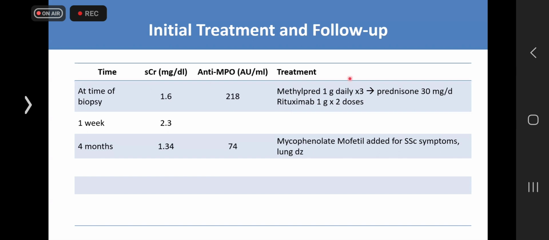And so with that, initially, he apparently did well. His creatinine, you can see, peaked at 2.3, but then at 4 months came down to 1.34. His anti-MPO antibody level was still elevated, but much lower than initially. And at this point, he was put on mycophenolate mofetil for maintenance. This was added in part because of consideration of his scleroderma symptoms and the presence of lung disease, for which there is some evidence for mycophenolate.